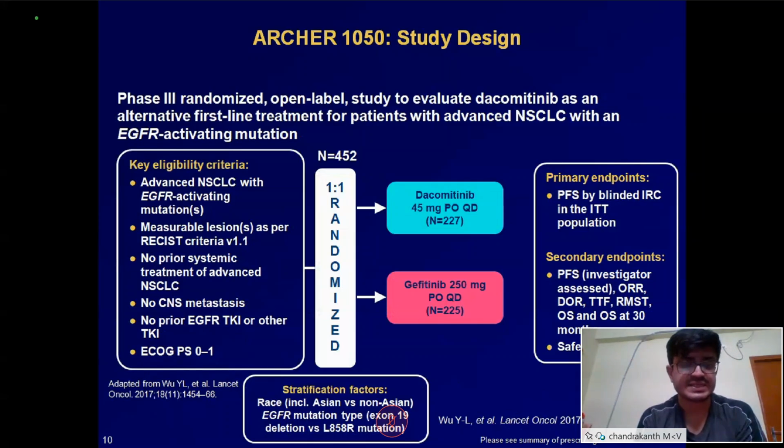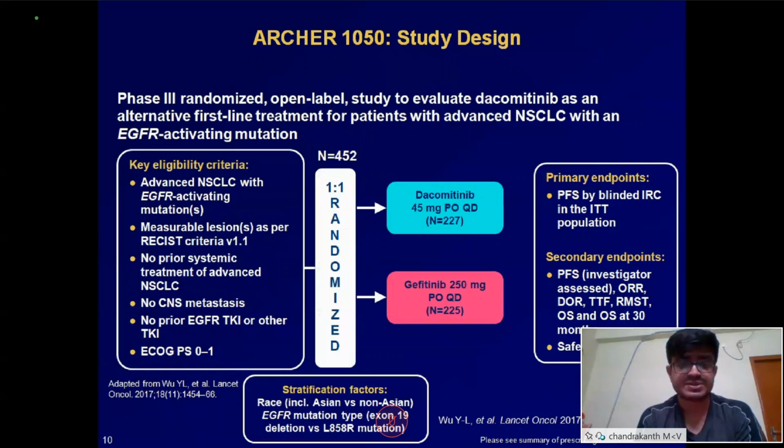You can see the key eligibility criteria. They should have had an activating EGFR mutation. They should have had measurable disease, no prior systemic therapy for advanced NSCLC, and CNS disease or CNS metastasis was excluded, with no prior TKI, and an ECOG performance status of 0 to 1.